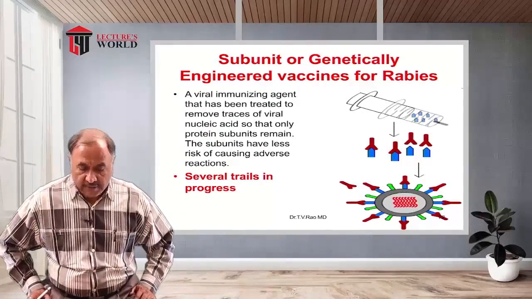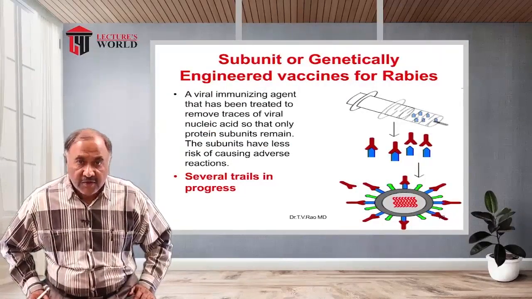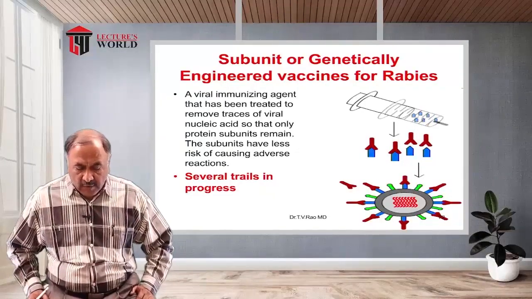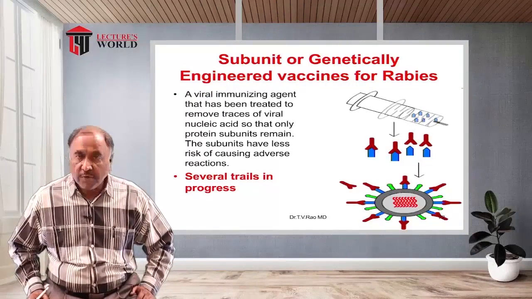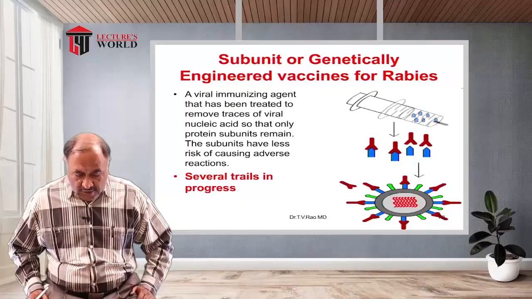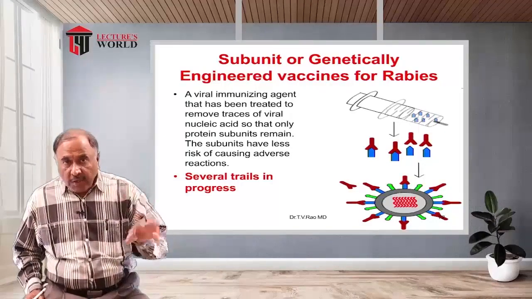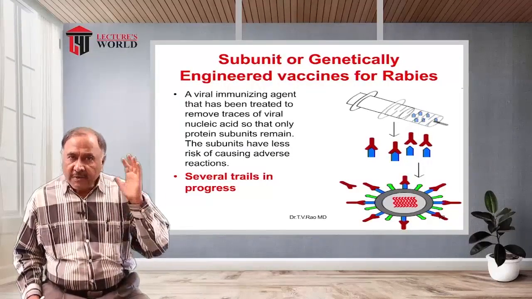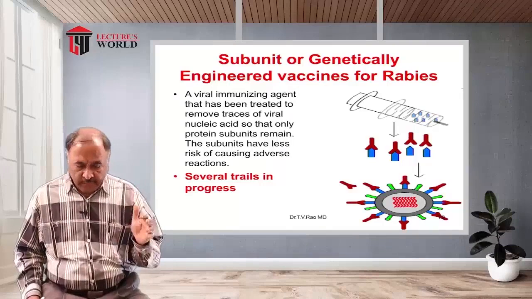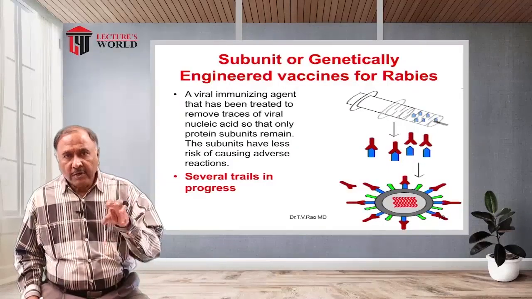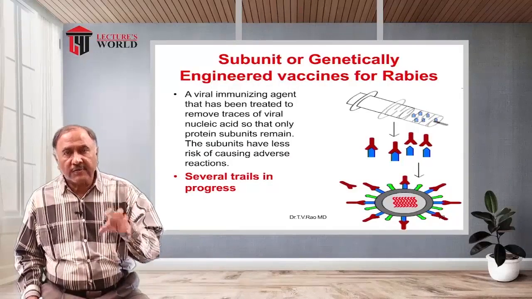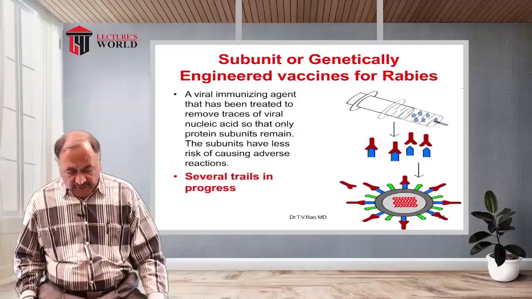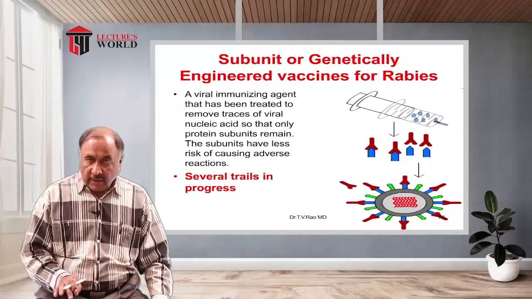There is also a possibility of subunit or genetically engineered vaccines for rabies. Here, a viral immunizing agent is treated to remove the traces of viral nucleic acid so that only the protein subunit of the virus remains. That is, the RNA genome has been removed, so only the protein portion remains, and that is what provides the antigenicity. So these subunits have less risk of causing adverse reactions. Several trials are underway.